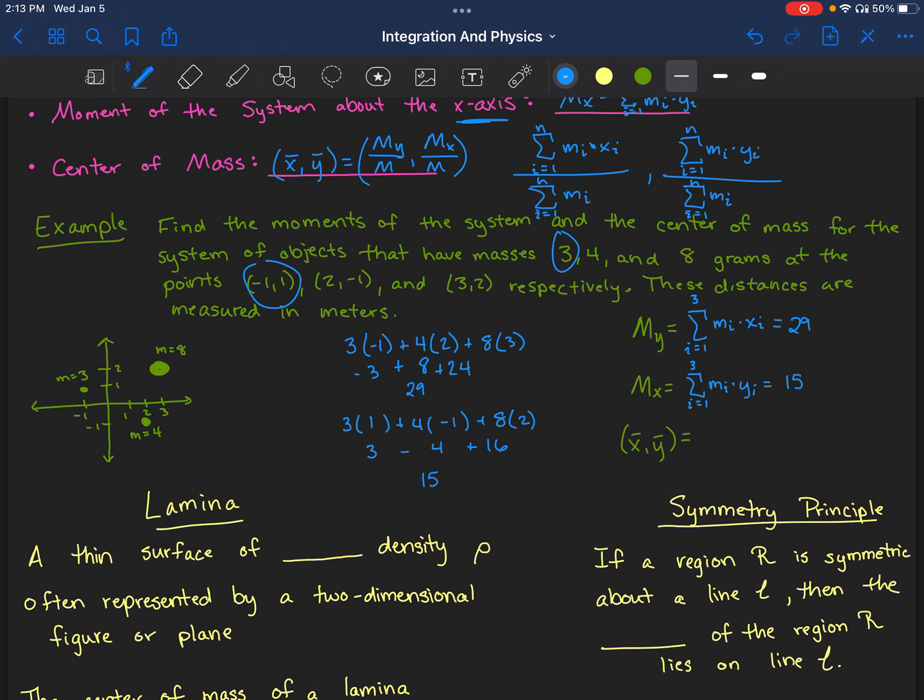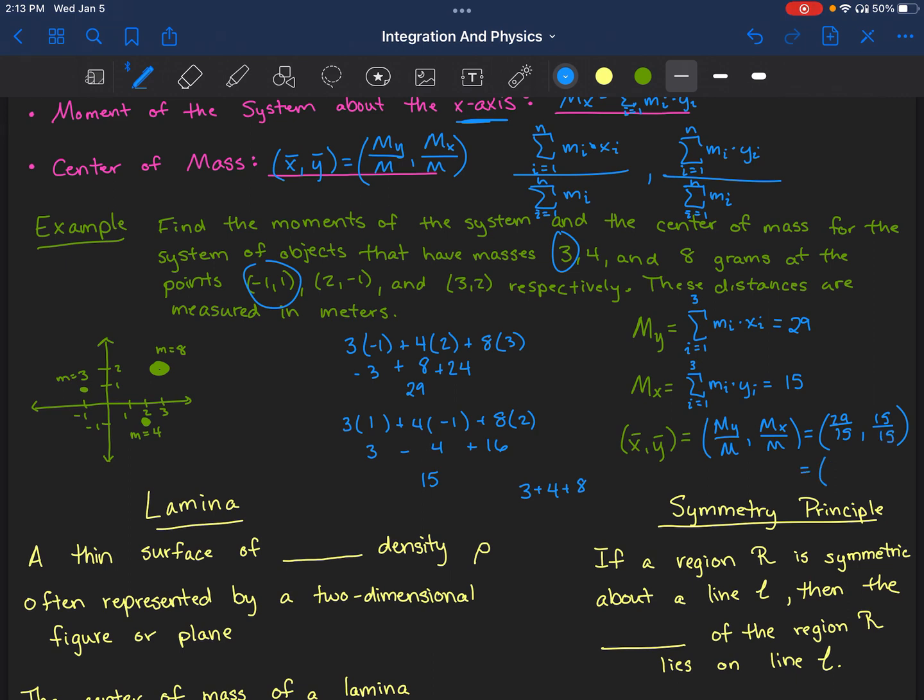So again, we're looking at summing up mi times yi, which is 15. And the last little bit of information that I need for the center of mass is, again, I need to take those coordinates that I found, or those weighted averages, excuse me, and divide by the total mass. So I'm going to take 29 and 15 and divide those by my total mass, which was 3 plus 4 plus 8. 3 plus 4 makes 7, plus 8 makes 15. So we're just going to do 29 divided by 15 and 15 divided by 15.